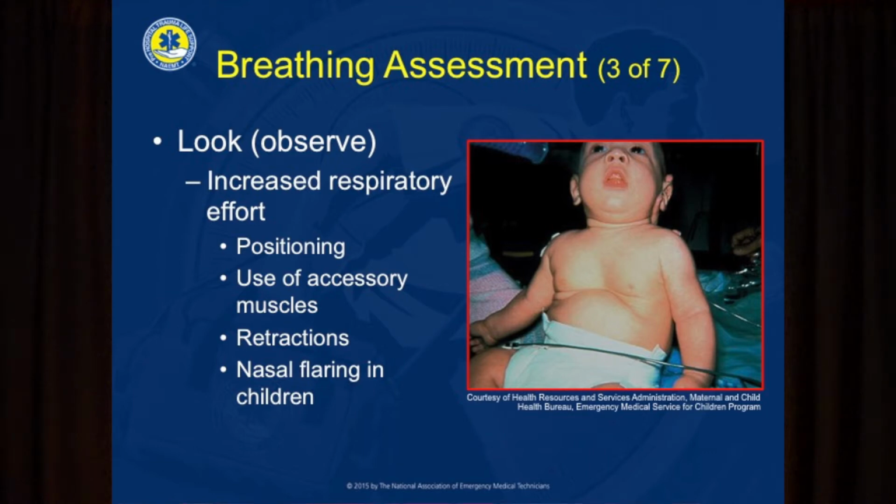Do you see any retractions? Again, infants may have sternal retractions. Older patients may have intercostal retractions or subclavicular retractions. They may also use neck muscles and the muscles in the shoulders more to breathe. Nasal flaring is more common in children. They don't have as much cartilage in the nose. It tends to be a little bit more flexible and move. So look for nasal flaring as well.